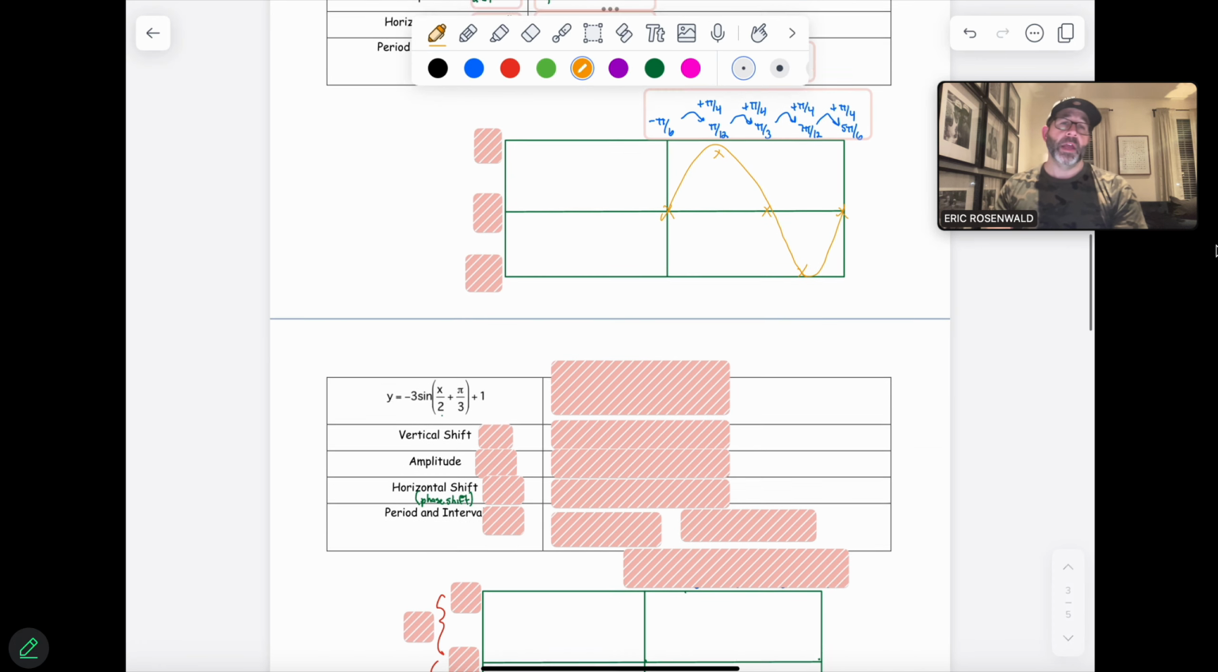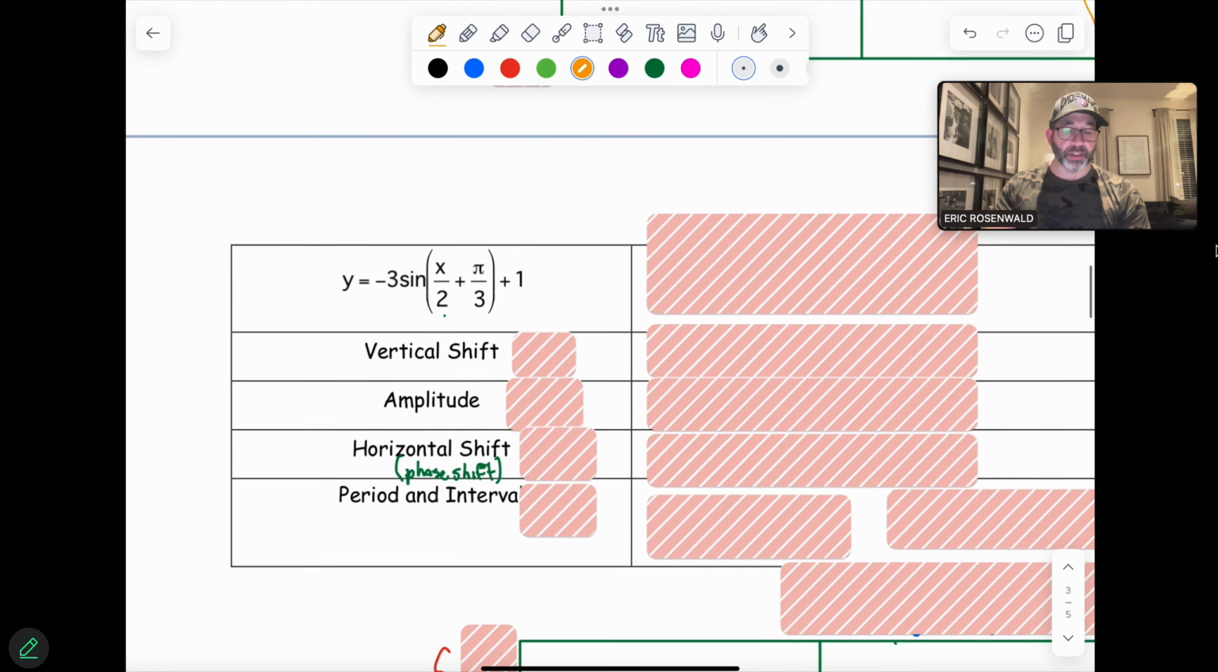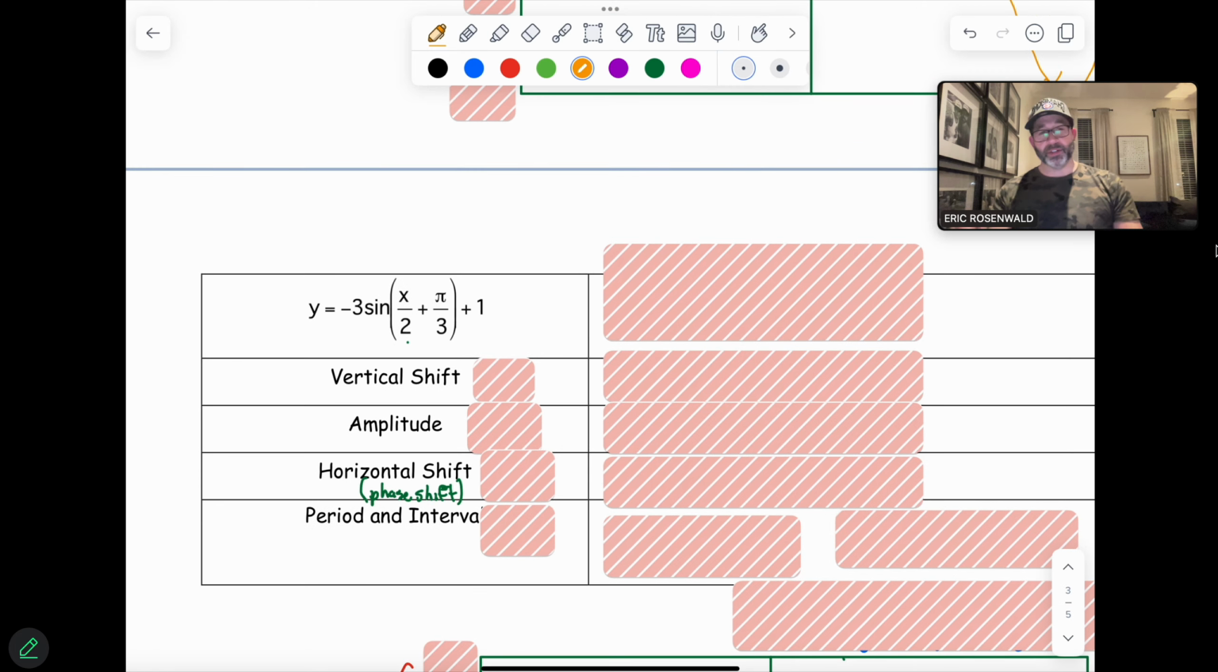All right. Let's move on to the next one. Some of these are a little bit of a doozy. We're going to start putting together all the transformations into one problem here, but it's the same process over and over.